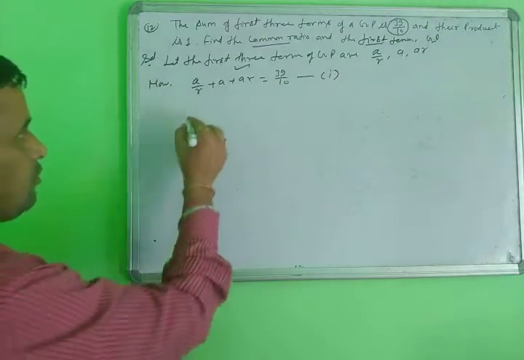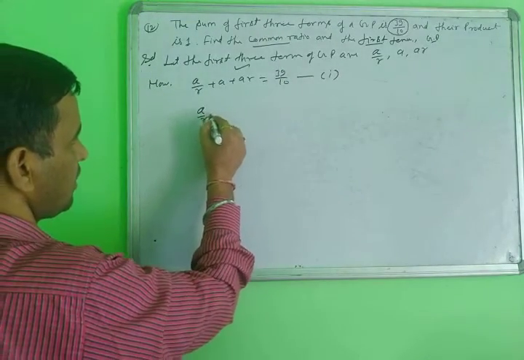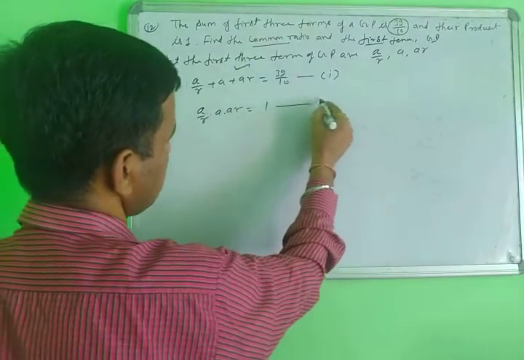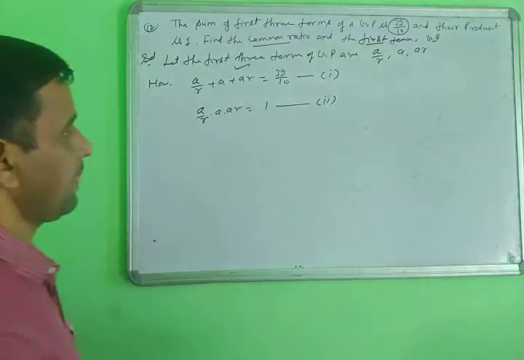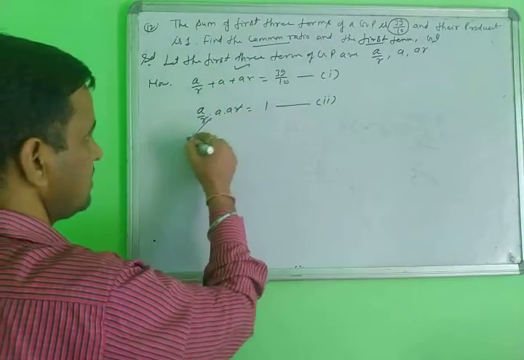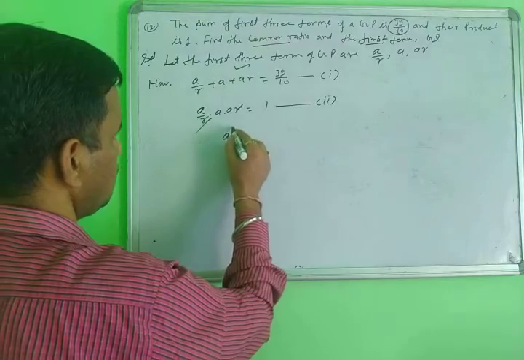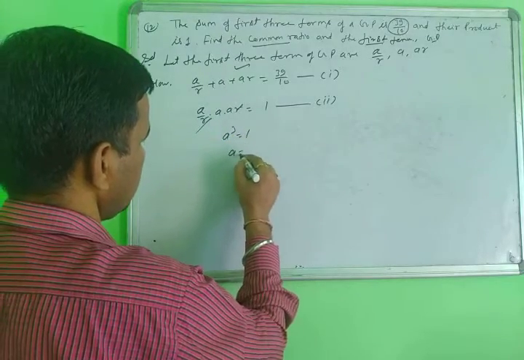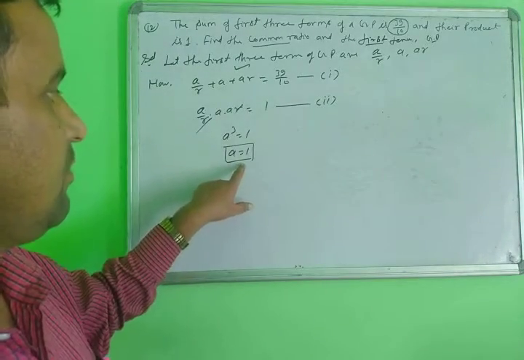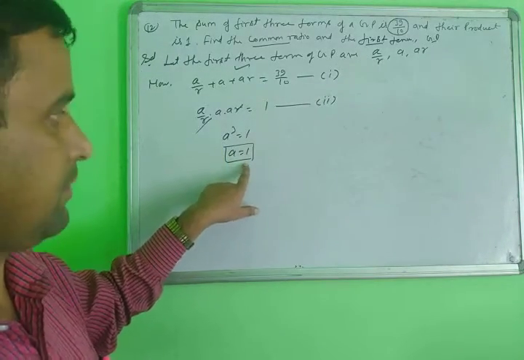Second, when you take the product of A upon R, A, and AR, the value comes 1. This is equation second. R will be cancelled here, then A cube equals 1. The value of A equals 1. Your first answer has come: the value of A is 1.